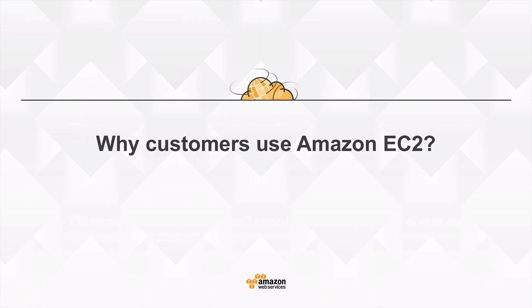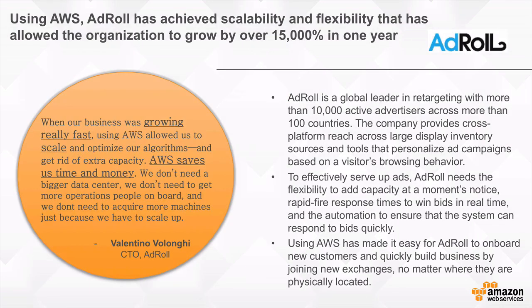So why do customers use Amazon EC2? Let's take a look at a couple of examples of customers that are using EC2 today to help them operate their applications and scale their businesses on the AWS cloud. The first organization that we're going to take a look at is AdRoll. Now, AdRoll are a global leader in retargeting, and this is the technology that enables advertisers to follow you across the web.